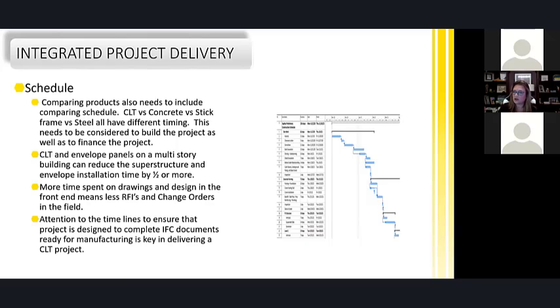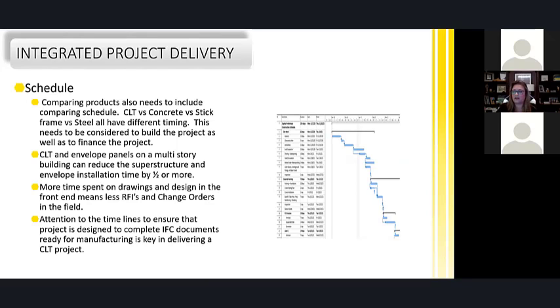CLT and envelope panels on a multi-story building can reduce the superstructure and envelope installation by half or more compared to concrete. We're proving that one out regularly now. It takes a little bit of planning, but you really do need to marry the CLT up with an envelope panel that is completely skinned, and you have your air tightness within that envelope panel system. That's how we're making the time up. If we put up an envelope panel that doesn't have the skins on it, and we have to come back later to get our air barrier and then put on our insulation and our skins, then we're finding that we're not gaining as much time. So we're not winning when we don't marry an envelope panel to a CLT panel.